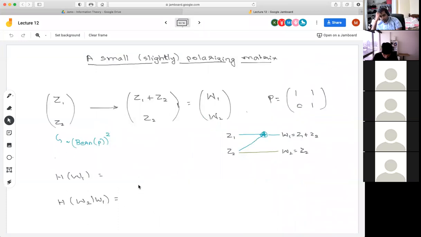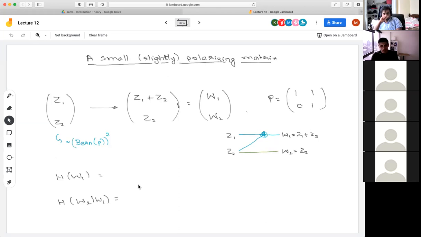All right. So now let's come to the final task of actually constructing a polarizing matrix. This comes from this very nice observation about a vector of size 2. Let's say you have Z1, Z2, both independent Bernoulli random variables, and you construct W1, W2 by looking at Z1 plus Z2 in the first coordinate and Z2 in the second coordinate.